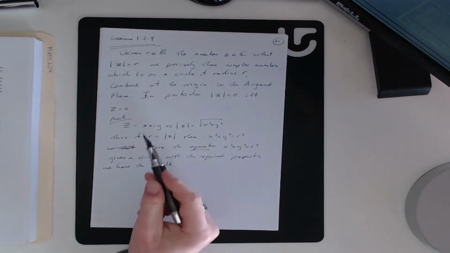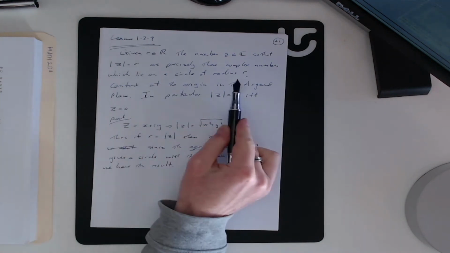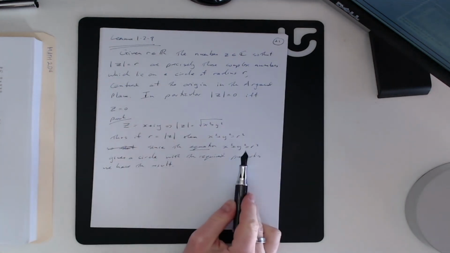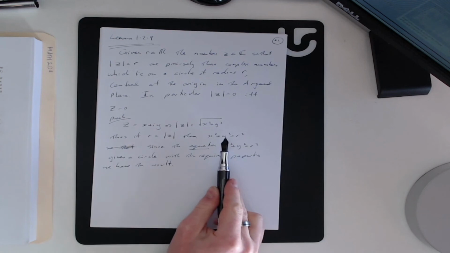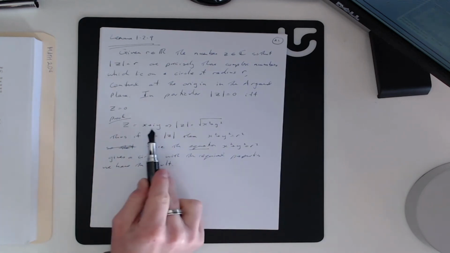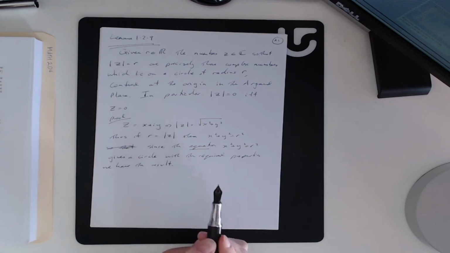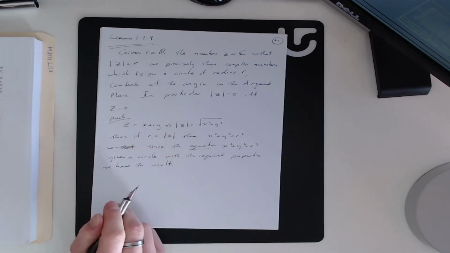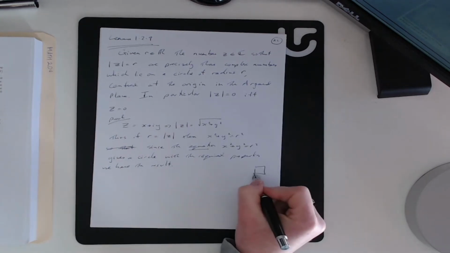Or another way to say it is, if you're a point lying on a circle of radius r, you have to satisfy this equation, which means when you work your way back, you have to be some x and y, some complex number, so that this equation is true. It's basically that. Okay.